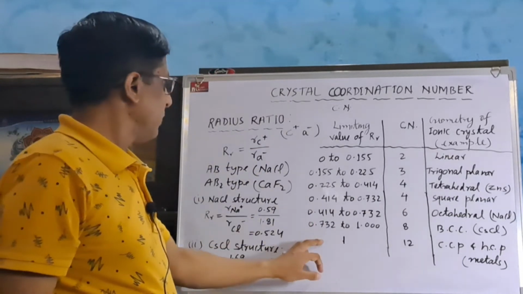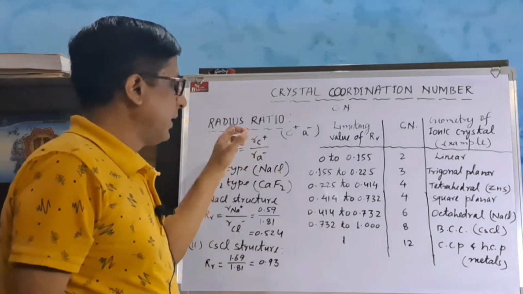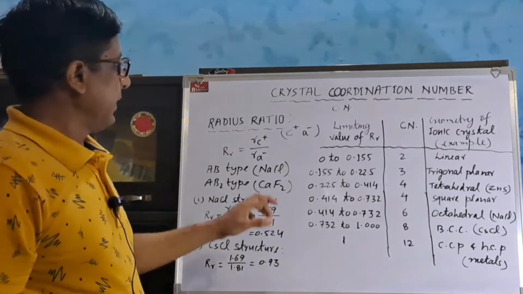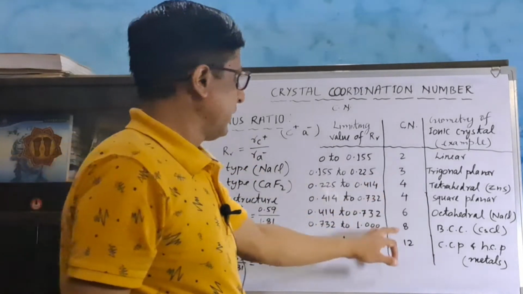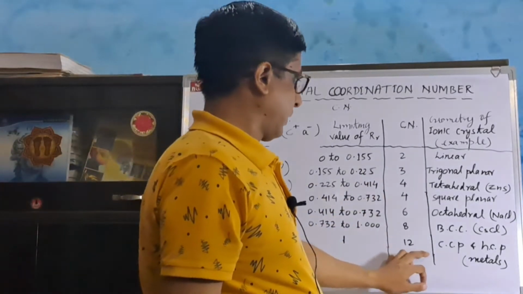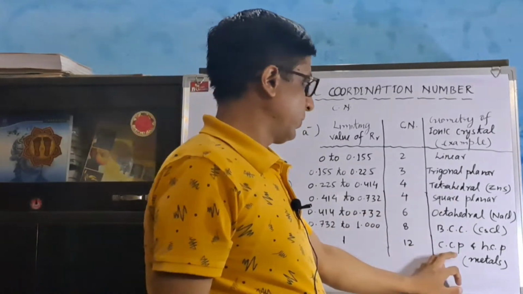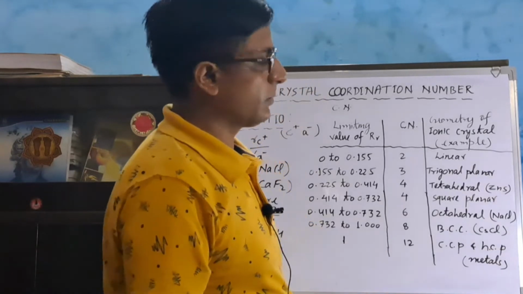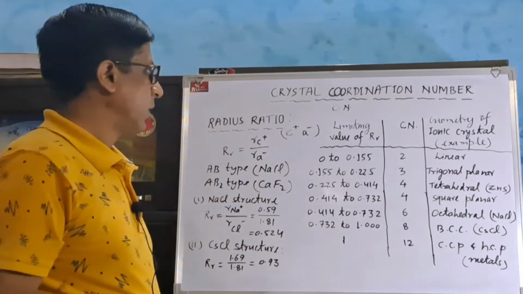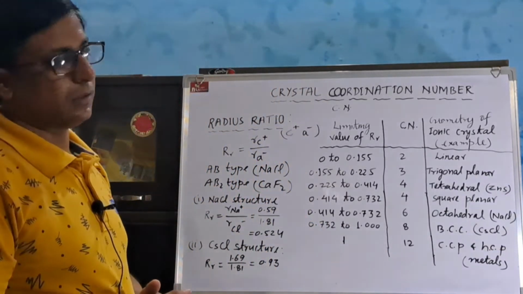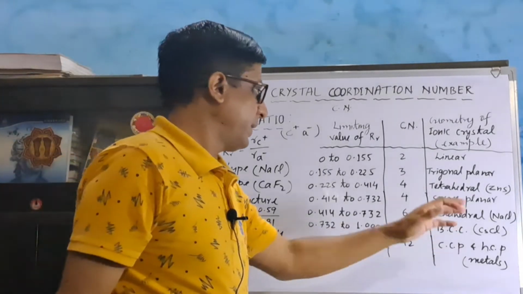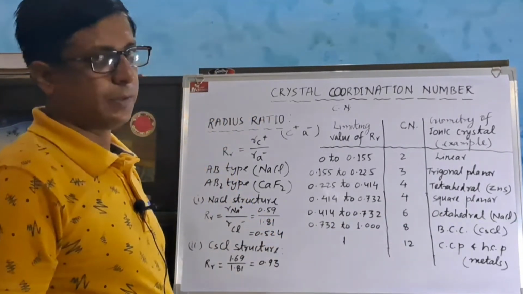If the radius ratio is 1, this means the radius of the cation is equal to the radius of the anion, then the coordination number is 12 and the geometry of the crystal is CCP, cubic close packed, or hexagonal close packed. The common example of this geometry is metals. All the metals have CCP or HCP structure.